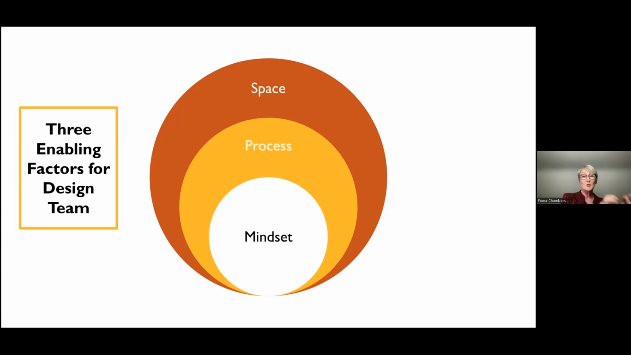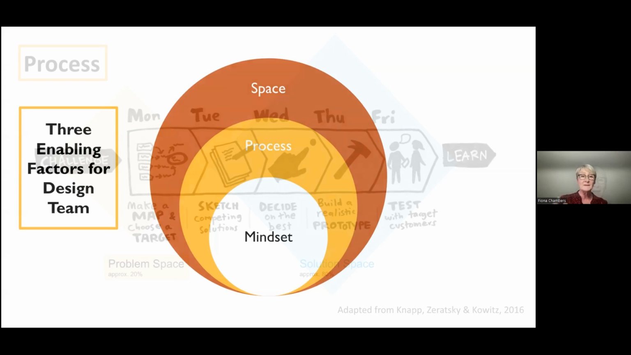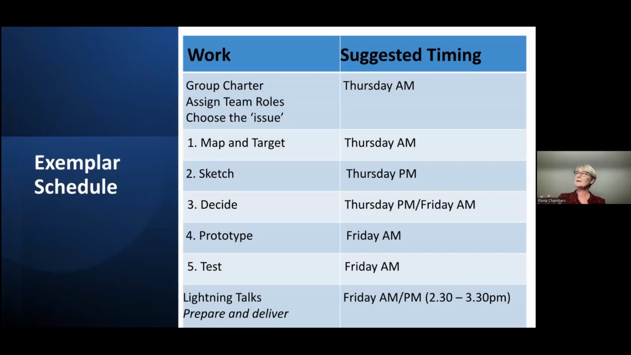The process is 20-80: 20% in problem space and 80% in solution space. And then you must make sure that to do a design sprint, you're in a creative space. So a typical schedule that I'll have in the deck for you is, if we were following a few days doing this, this is how you would split things up.